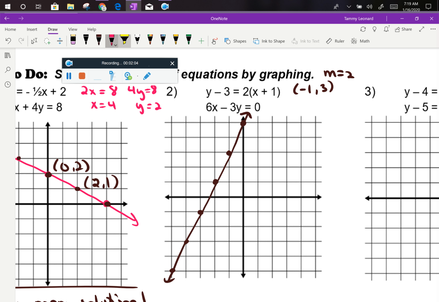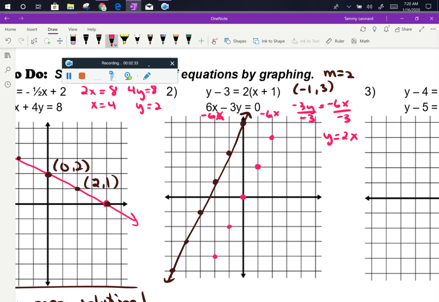And then for the second line, I see if I try to just set each thing equal to 0, I'm just going to get the one intercept. That's not going to be enough to graph from. So I'm going to go ahead and solve this for y. If I subtract 6x from each side, I get -3y equals -6x. And if I divide that by -3, I've got y equals 2x. So I can see that my slope is 2.